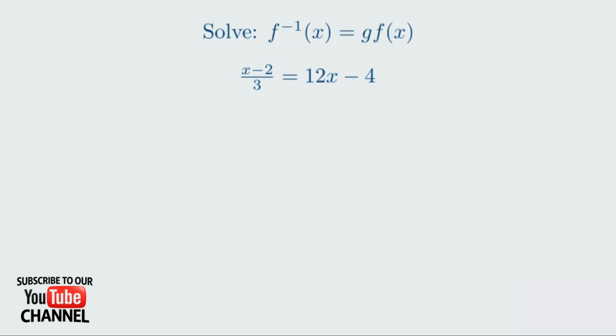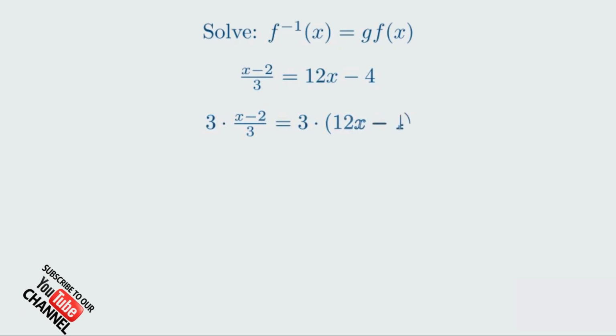Let's solve for x. A good first step is to eliminate the fraction. To get rid of the denominator 3, we can multiply both sides of the equation by 3. On the left, the 3's cancel, leaving x minus 2. On the right, we must distribute the 3, giving 36x minus 12. Great! Now the equation is much simpler. We want to gather all the x terms on one side and the constant terms on the other. Let's move all x terms to the right side and constant terms to the left.